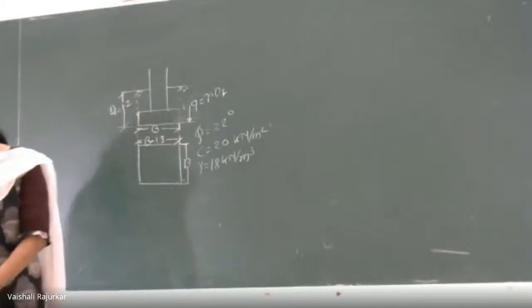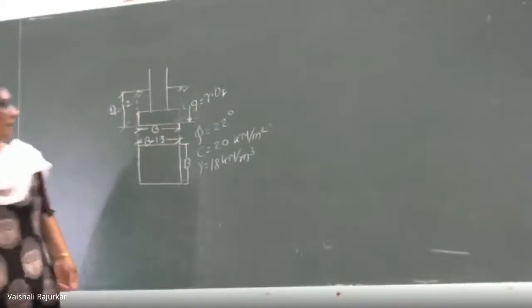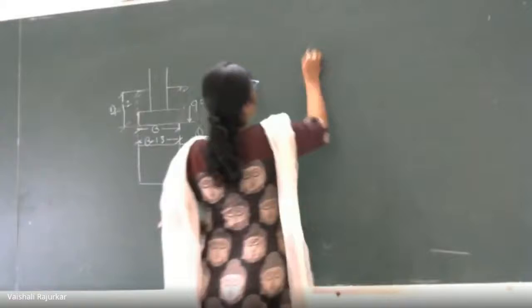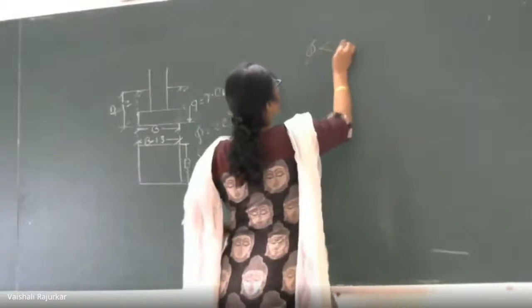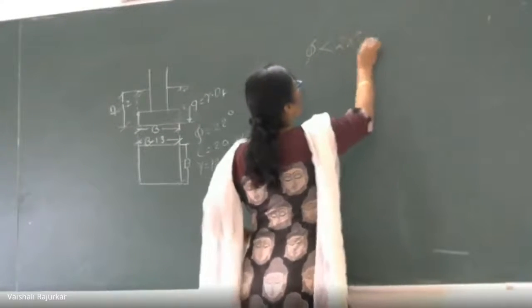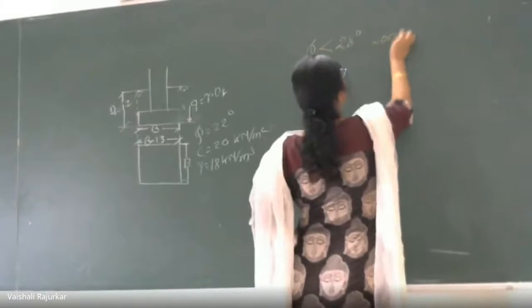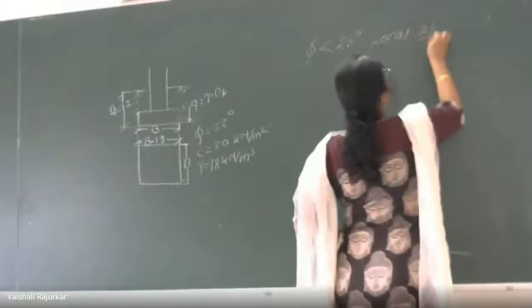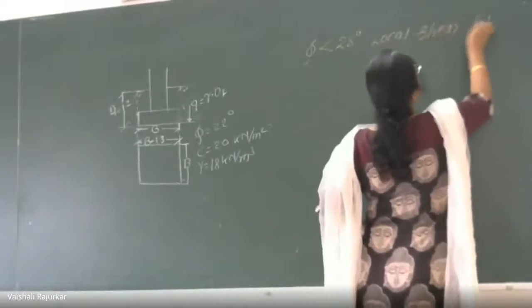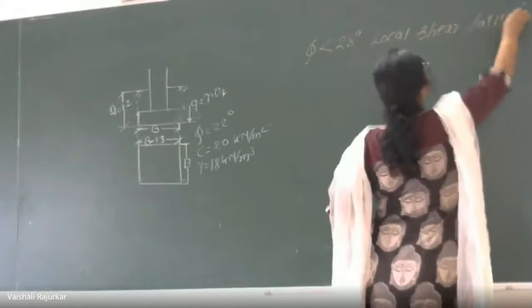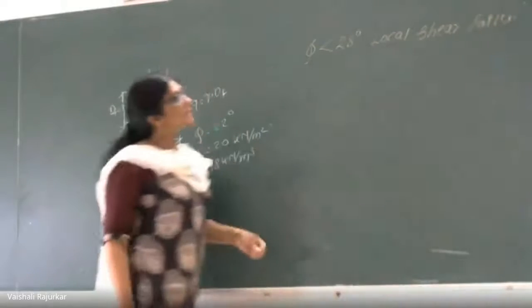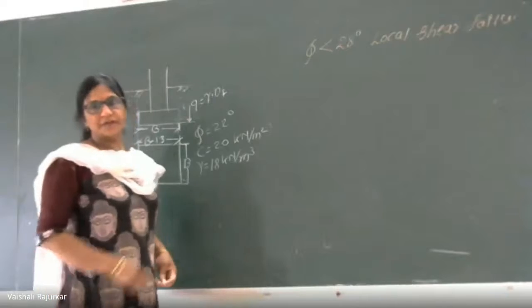Now in this case, what is the value of phi? As phi is less than 28 degrees, therefore local shear failure. Which type of failure is expected? It is a case of local shear failure.